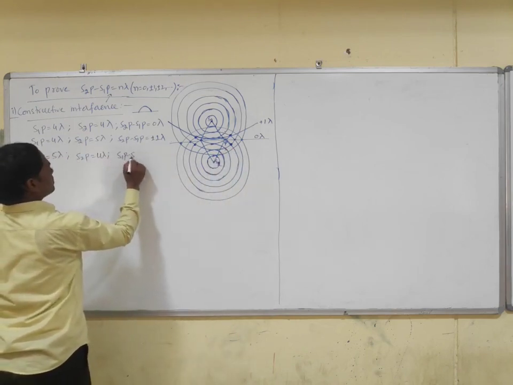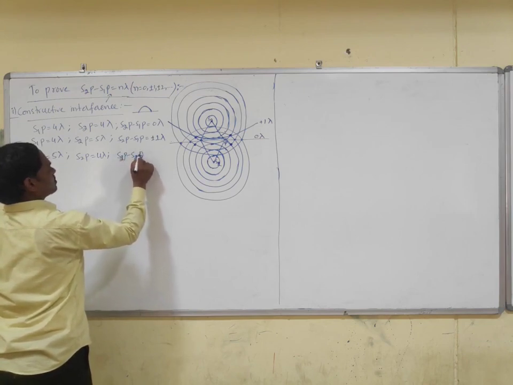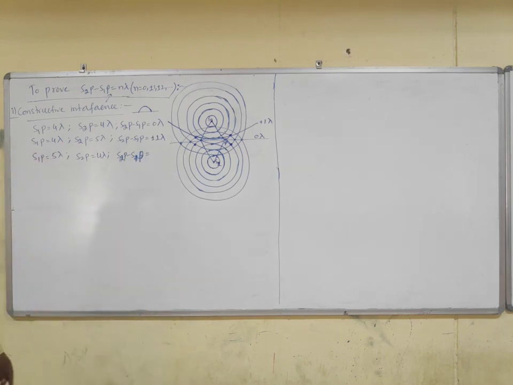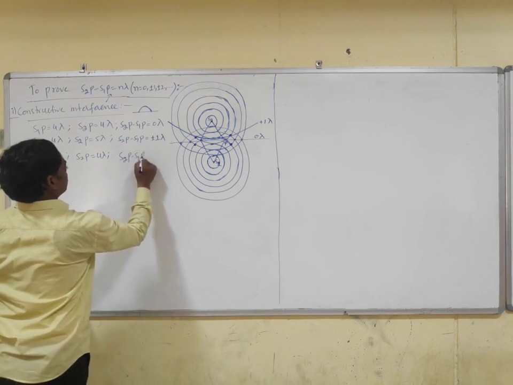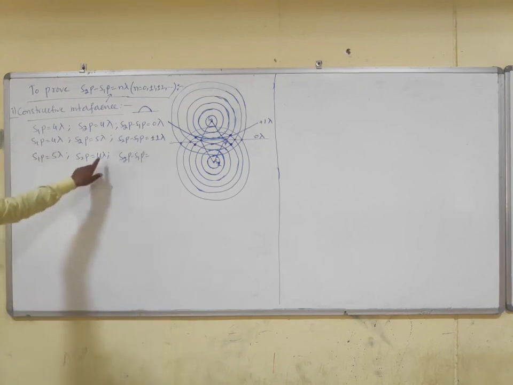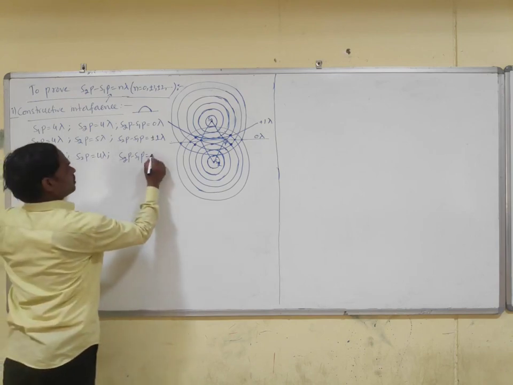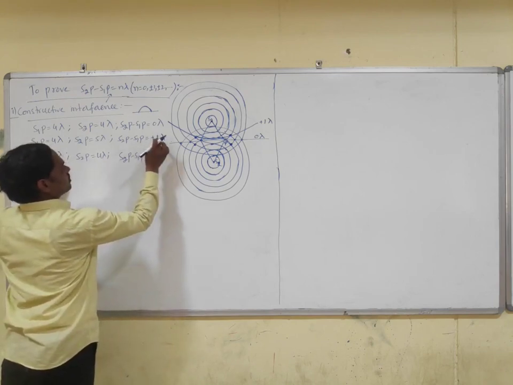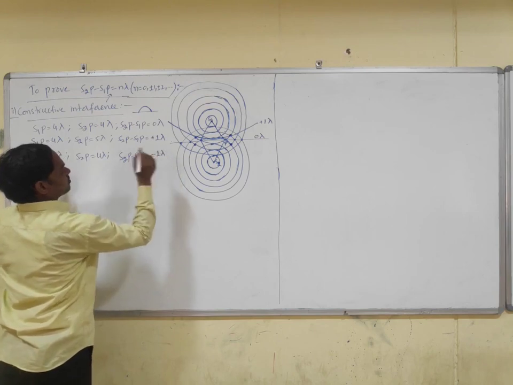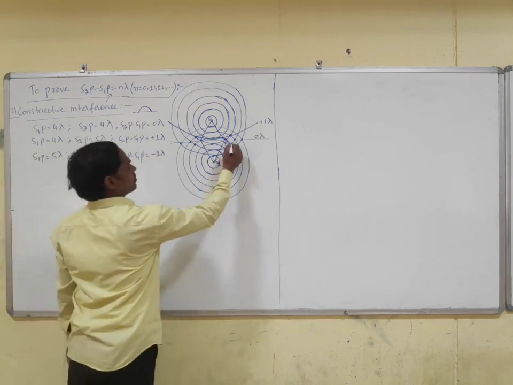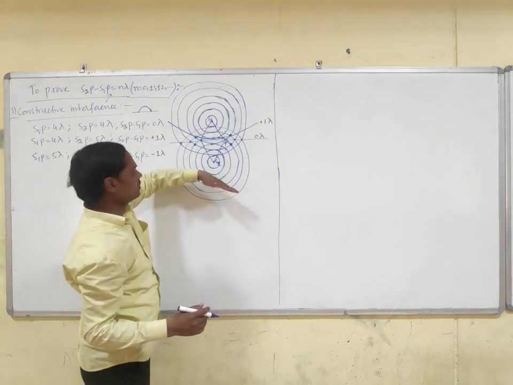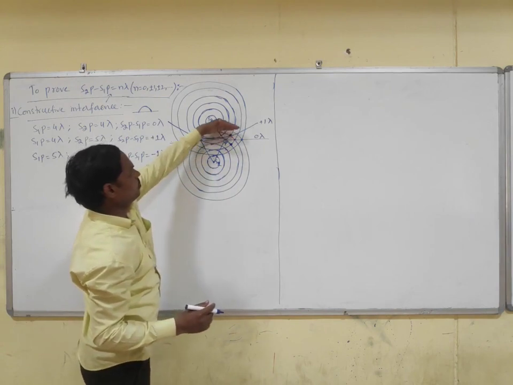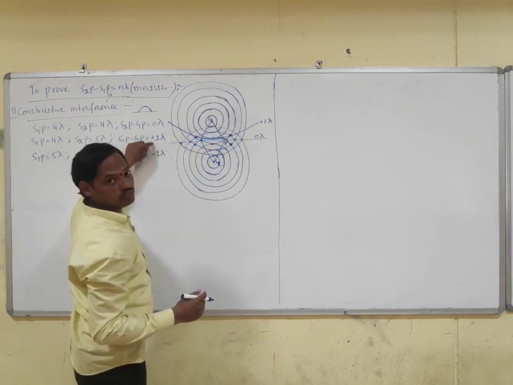So S2P minus S1P is equal to how much? S2P minus S1P is 4 lambda minus 5 lambda. So it will be minus 1 lambda. So to the middle line, below points which are in the negative direction will be getting minus. Above points which are in positive direction are getting positive, plus.